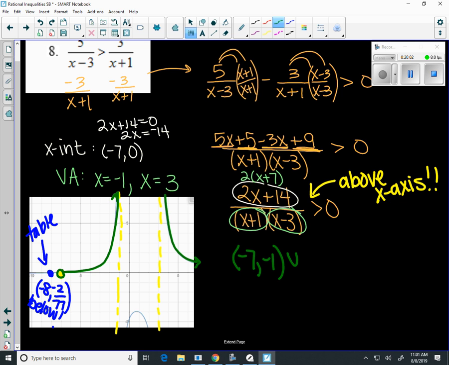If you're thinking, how do we know it's going to stay above? Here's the thing. There are no other x-intercepts. So this graph is not crossing the x-axis anywhere out there. We know that from the algebra. We only identified one x-intercept. So we need to include from 3 to infinity. Sorry, that was interval notation. This is set notation. So between negative 7 and negative 1, or greater than 3.